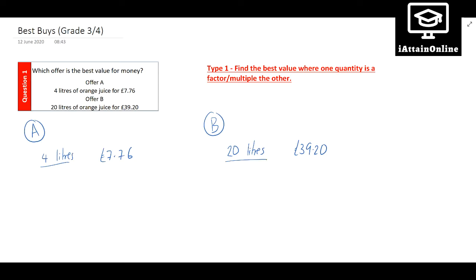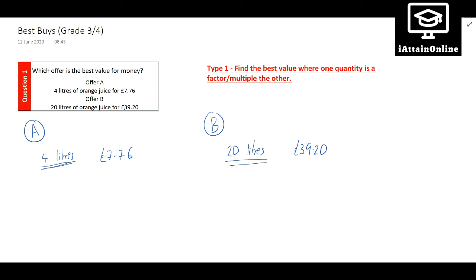So in this case, we're looking at the 4 litres and the 20 litres. Now there's a couple of different ways of doing this. What you could do is you could find a common multiple or a common factor of both of those numbers. Remember, a multiple is a number in the times tables, a factor is a number that goes into each of them.